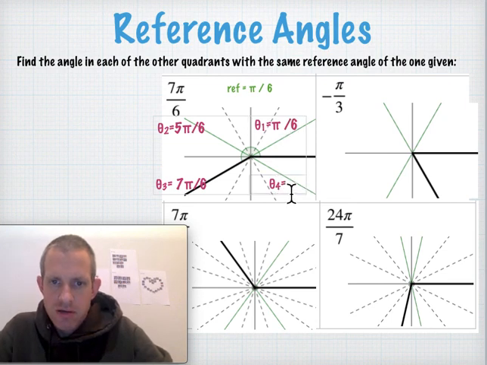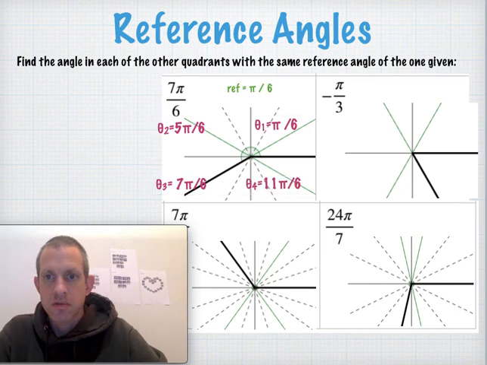And down here, quadrant 4, this angle is one less than a full circle. And so a full circle would be 1, 2, 3, 4, 5, 6, 7, 8, 12 pi sixths. And so one short of that would be 11 pi sixths. I would encourage you to try to find the rest of them and see how you did.